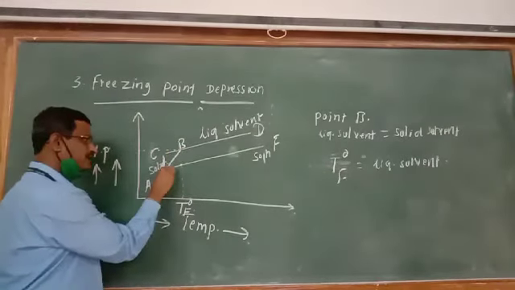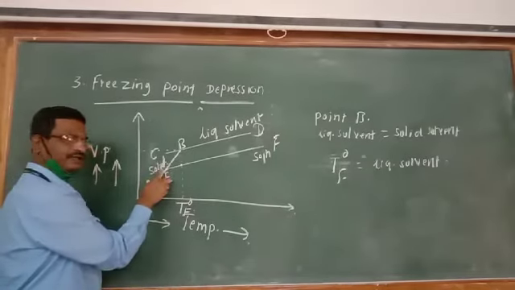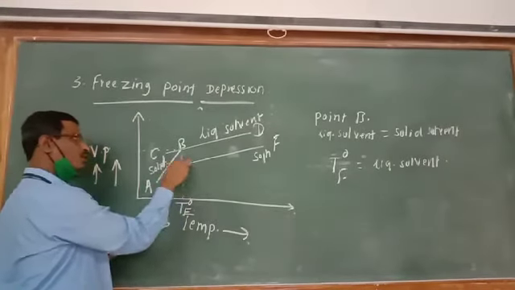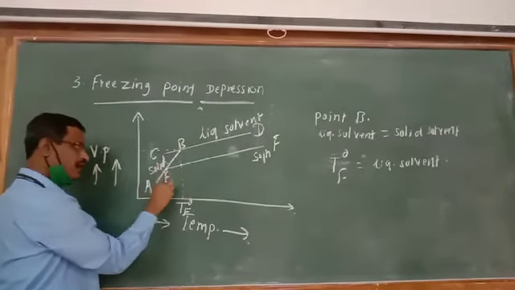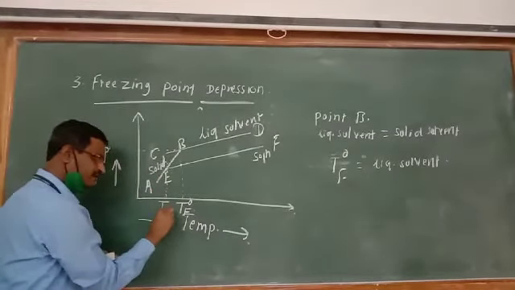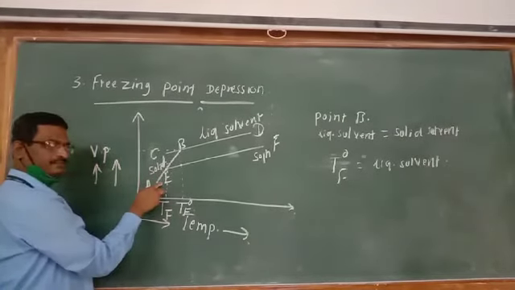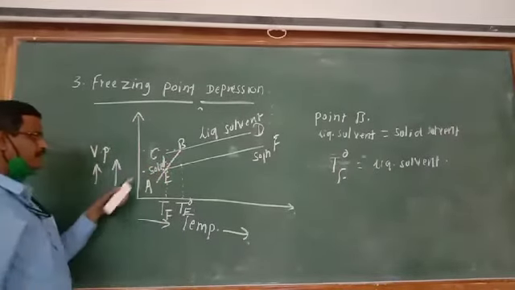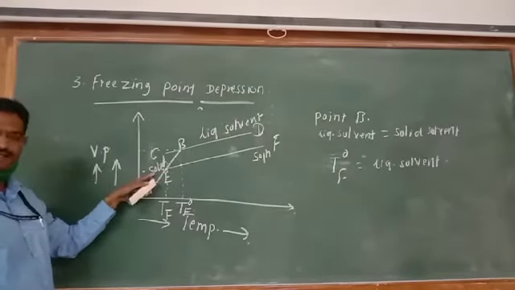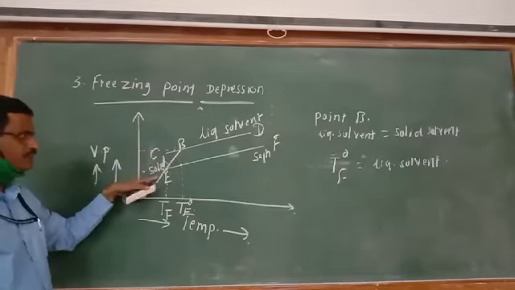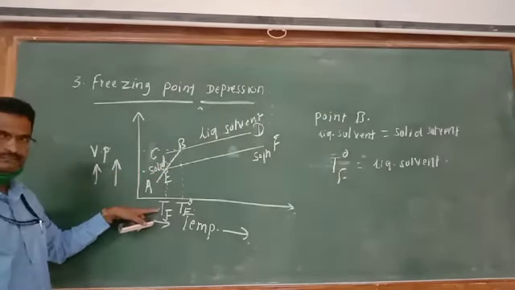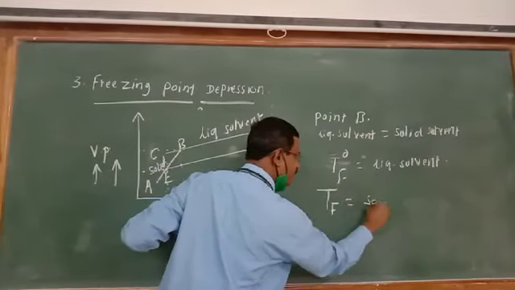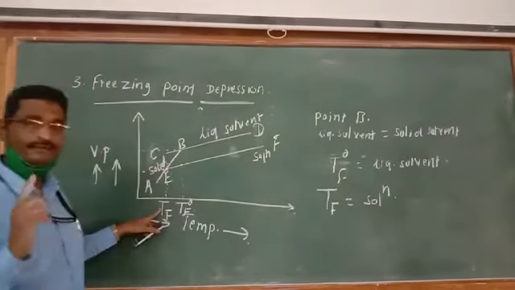But if we study this point E, at point E there is intersection of the liquid solution with the solid solvent. So let us consider this temperature as TF. At this temperature, there is equilibrium between the solid solvent and the liquid solution. Here the vapor pressure is equal. There is equilibrium between the vapor pressure of the solid solvent and the vapor pressure of the solution. So TF is known as the freezing point of the solution.